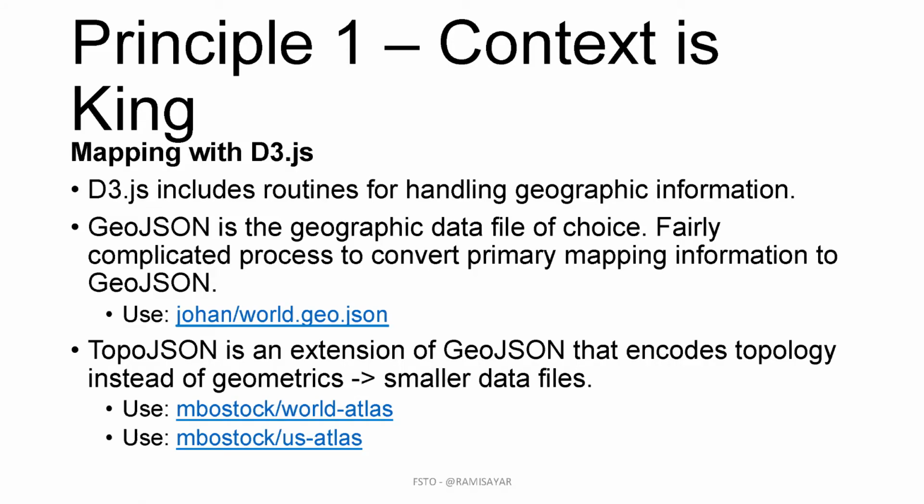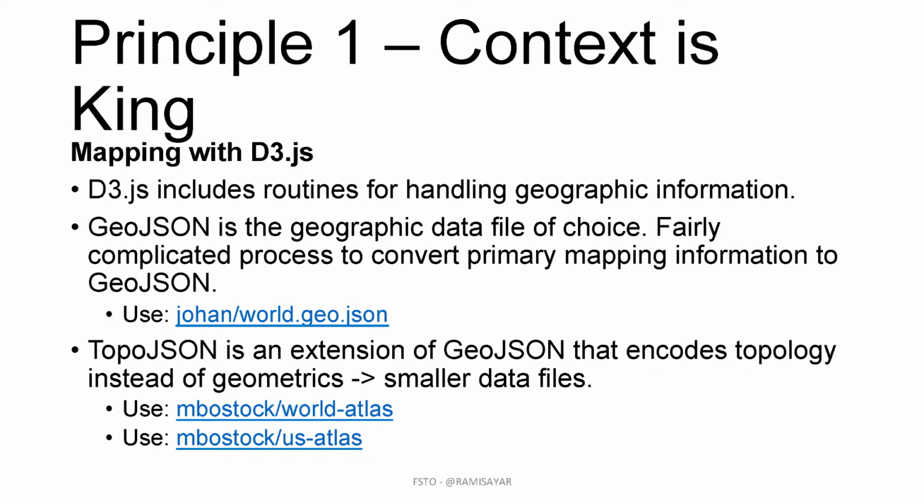Now, if you're wondering how do I do this all with D3.js? The nice thing about D3.js is that it includes routines for handling geographic information. If you don't know, GeoJSON is the geographic data file of choice. It's what most people use to represent maps. GeoJSON is great, but I actually like TopoJSON a lot more. It's an extension of GeoJSON.